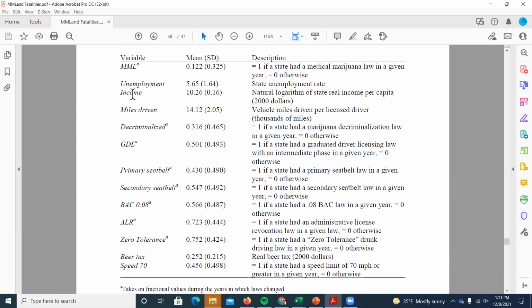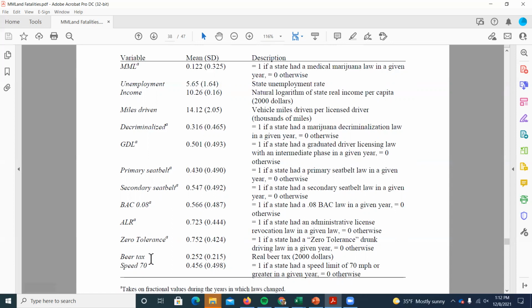The unemployment, the income in the state, average income, the average miles driven by people that live in that state, whether or not marijuana has been decriminalized, right? That's a little bit different. Did the state require a graduated driver's license, where sometimes you have to drive for a certain amount of time before you get your full license? Seatbelt laws, what the blood alcohol content cutoff was. So 0.08, was it 0.08 or higher? Was it something lower than that? What was this? I don't even remember. I don't even know what this is, to be completely honest, but some other control for some other law.